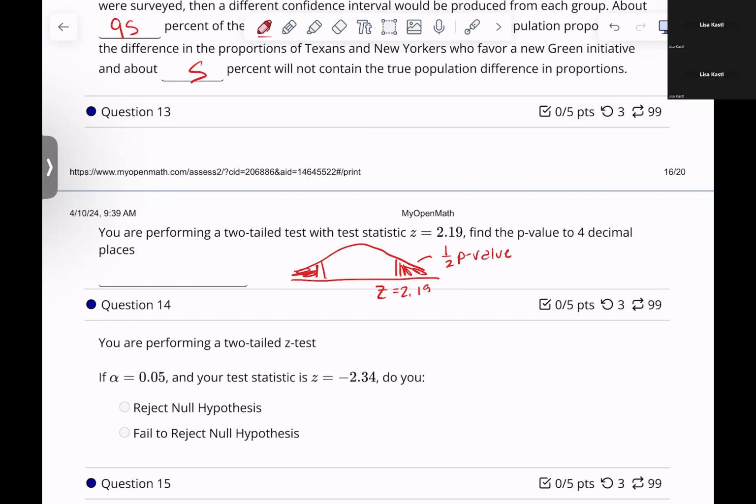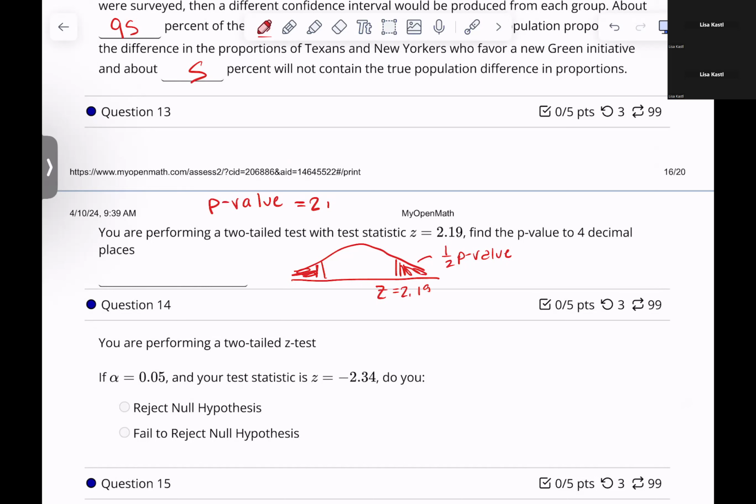So you're going to do an inverse normal? No. You're going to do a normal. So the p-value, where do I want to write this? Let's write it up here. The p-value is 2 times the area under the curve to the right of 2.19.